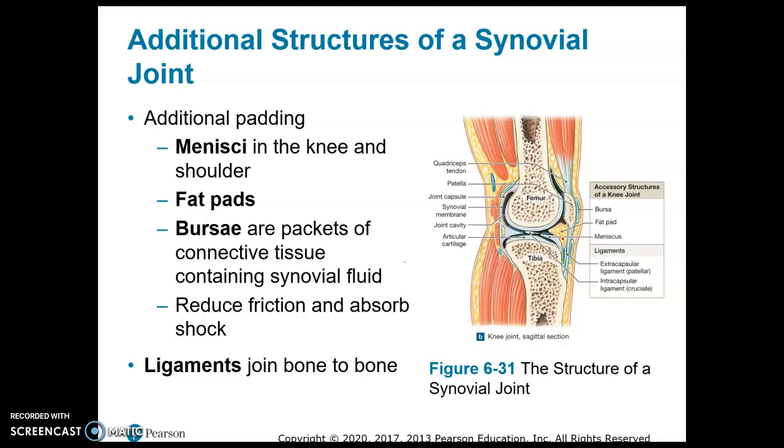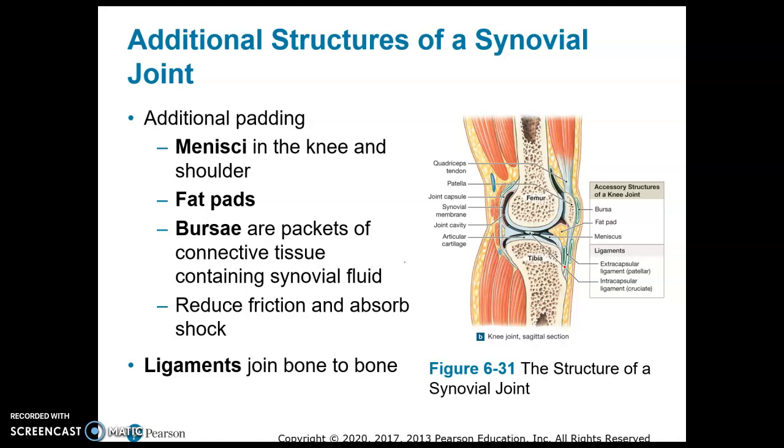Bursa are packets of connective tissue containing synovial fluid. Sometimes you'll have bursitis. Here's a bursa in front of the kneecap, and then there's a bursa between the patellar ligament and the tibia right here. Those are going to reduce friction and absorb shock, but they can be very painful if you get any inflammation in them. It's called bursitis.